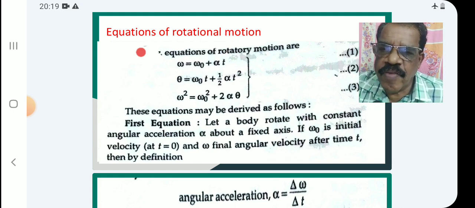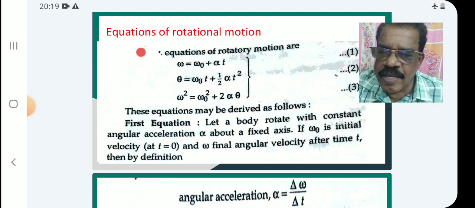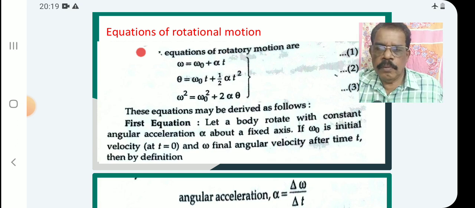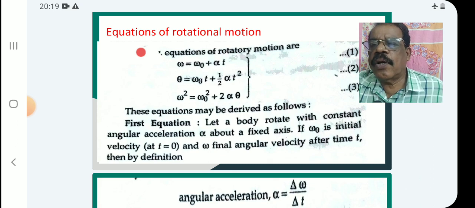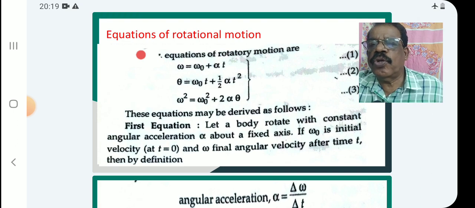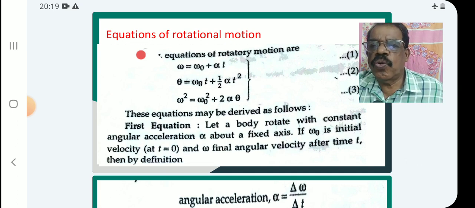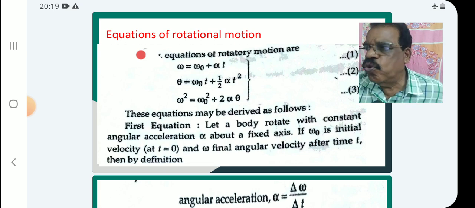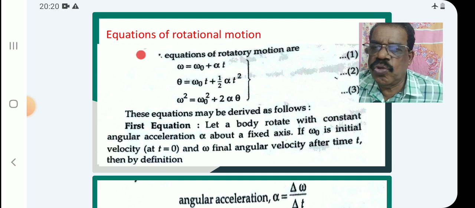You remember tau is equal to I alpha, we have studied. Tau is I alpha is an equation for rotational motion similar to Newton's second law of motion. These equations are also called equations of motion. And these equations are similar to the equations we have studied in the velocity acceleration chapter, that is v is u plus at, s is ut plus half at square, v square is u square plus 2as.